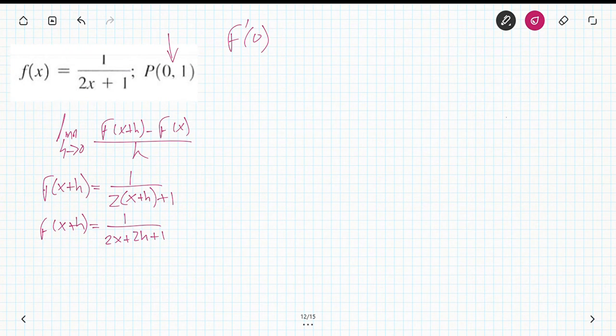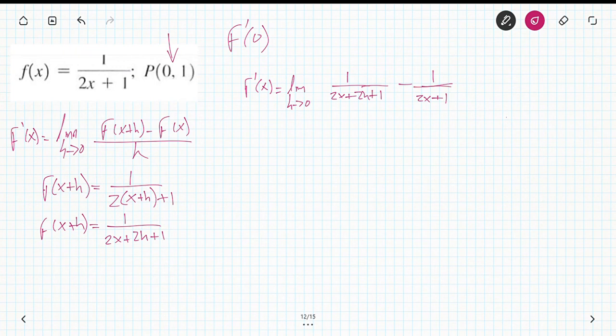All right, and so now we can use this expression to plug it into our definition of the derivative, f prime of x. Okay, so let's write it here. f prime of x equals the limit as h approaches 0 of my f of x plus h, so that is going to be 1 over 2x plus 2h plus 1, minus my original one, which is 1 over 2x plus 1.